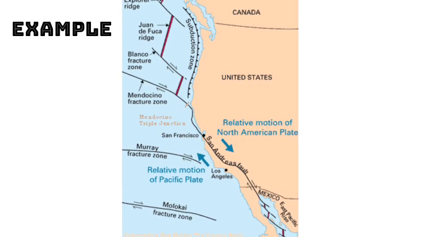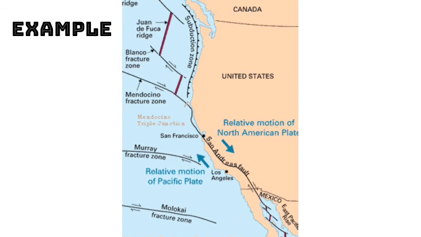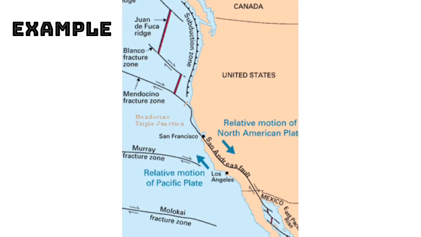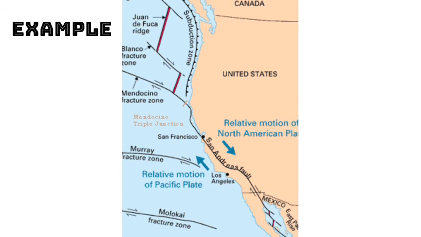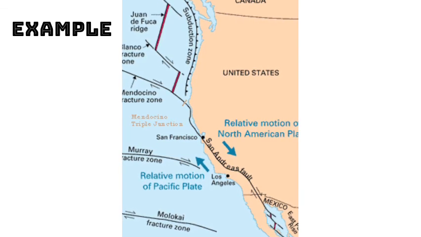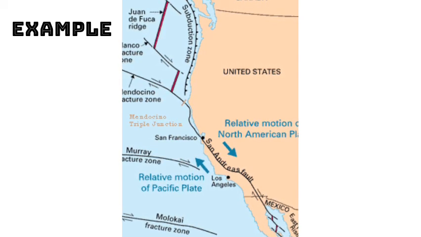An example of this is Juan de Fuca. The plate is subducted under the west coast of the United States and abandoned in the Mendocino Fault. This connects the Juan de Fuca Ridge to the Cascadia subduction zone.